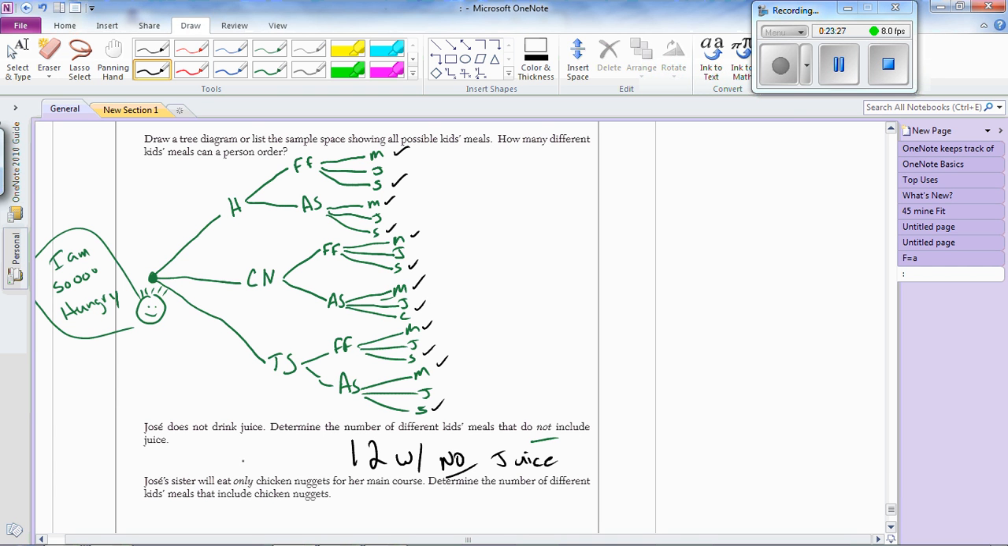Joe's sister will eat only chicken nuggets for her main course. Determine the number of different meals that include chicken nuggets. Well, all of these include chicken nuggets, and that's 6. So 6 meals include disgusting chicken nuggets.